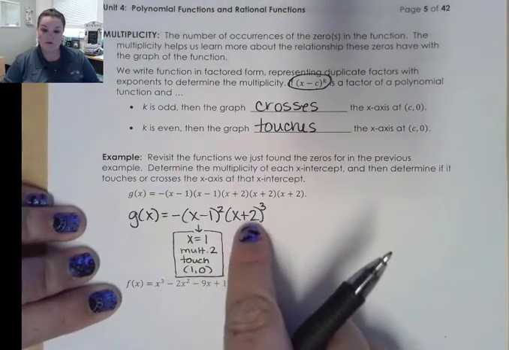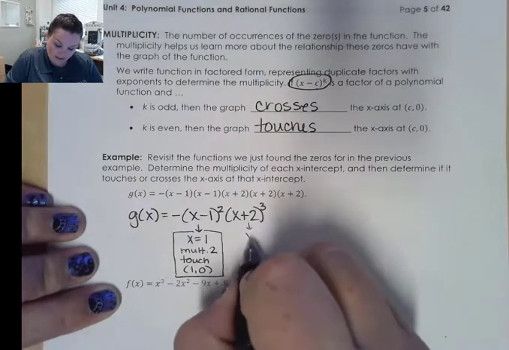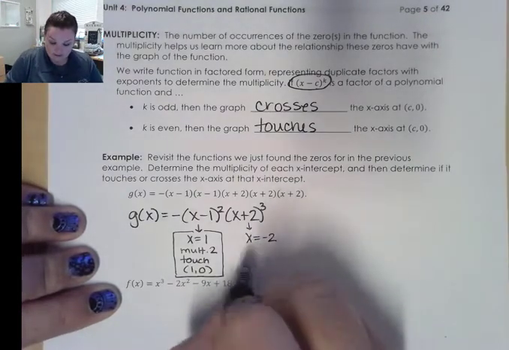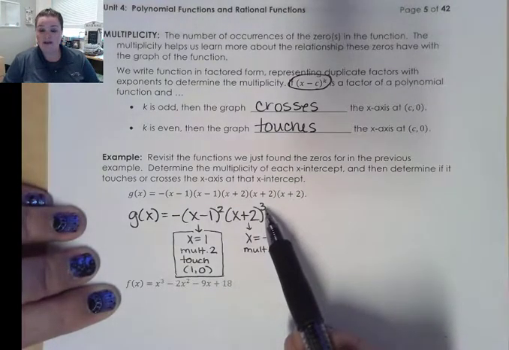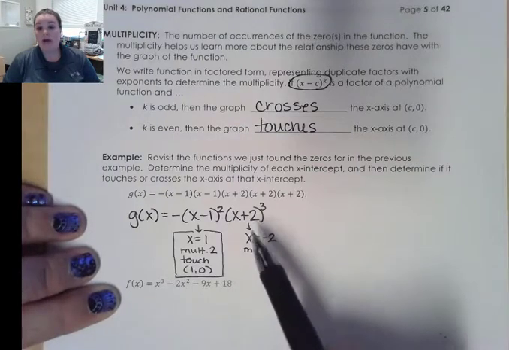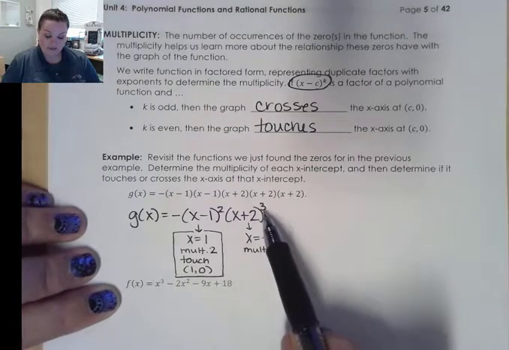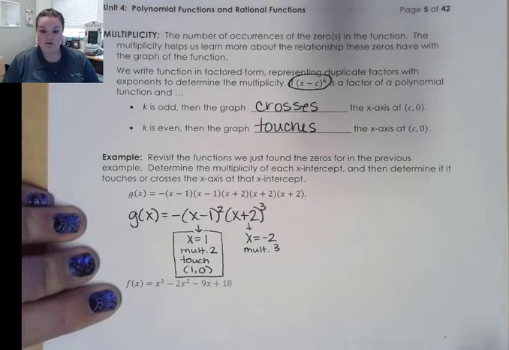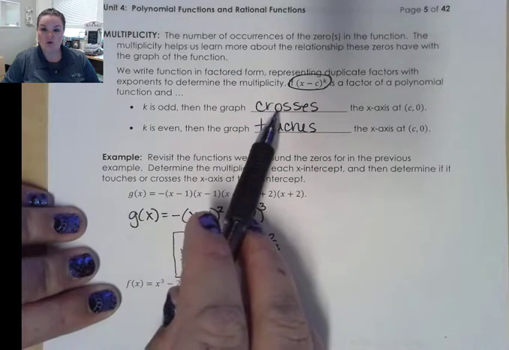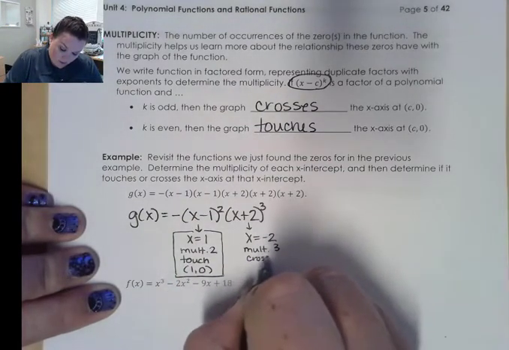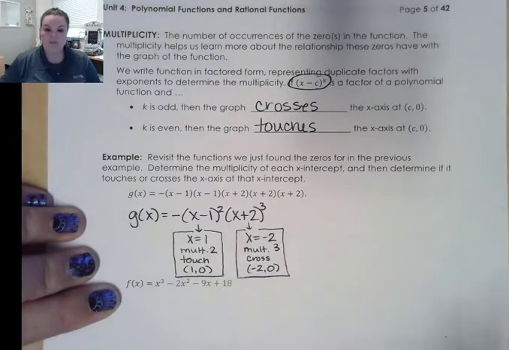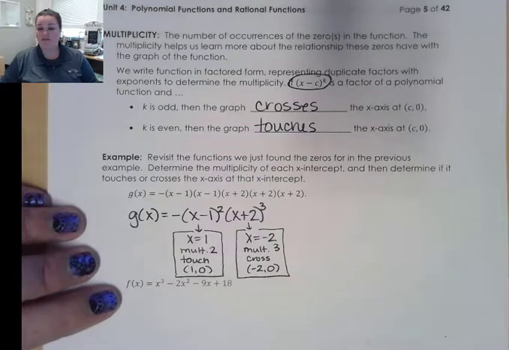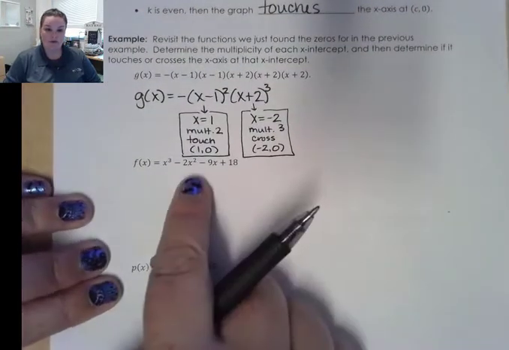Now I want to do the same thing with this one. Okay, when we solved this, we got x equals negative 2. Now we want to see what the multiplicity is. The multiplicity is the number of copies we had of the factor that 0 came from, or how many copies of that 0 we are going to get. In this case, it's 3. Multiplicity 3 is odd, which means it crosses. So this is going to cross at the x-intercept, negative 2, 0. Okay? So that's all we're doing, just determining if it's touching or crossing based on how many copies we have of it. So let's go ahead and write in what we got for this one.